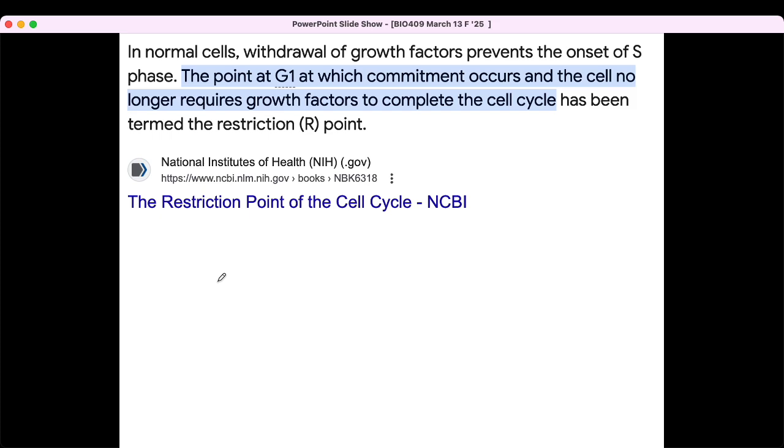We need something. And the restriction point, the point in G1 at which commitment occurs and the cell no longer requires growth factors to complete the cell cycle, has been termed the restriction point. So it stopped there, and if you add the growth factors, it'll go forward.